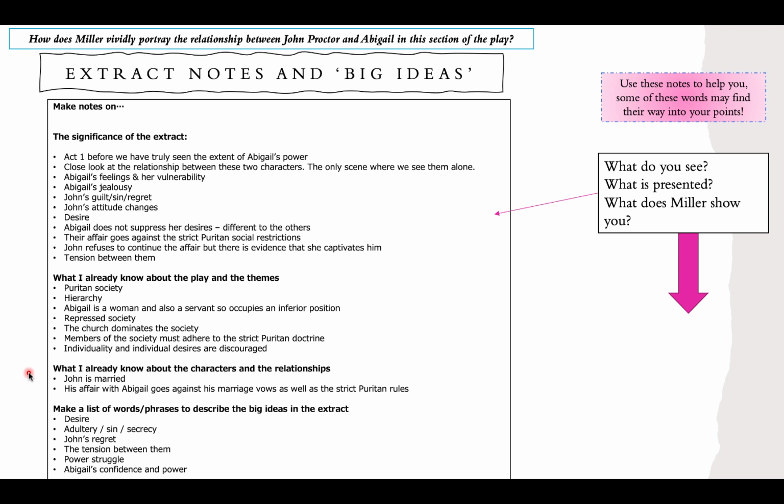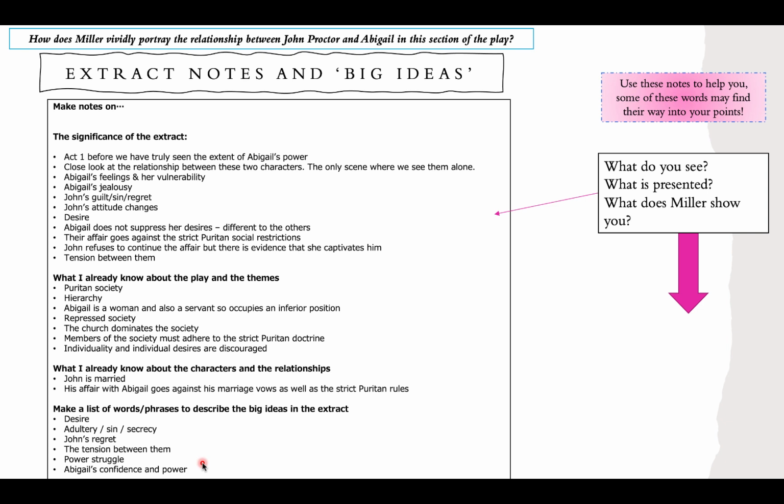And then as I was reading through, from start to finish, whenever an idea popped into my head, so remember we're thinking about what big ideas are expressed by Miller here, I just made a note of it. So I see desire, I see adultery, I see sin, I see this idea of secrecy, I see John's regret become more evident, I see the tension between them, I see power struggle, and I see Abigail's growing confidence and power. So these are just all the things that I felt I could see as I read through.